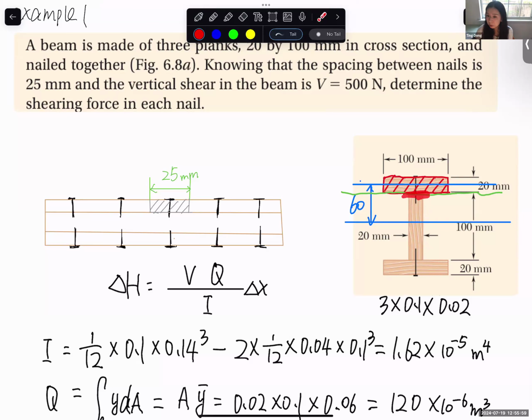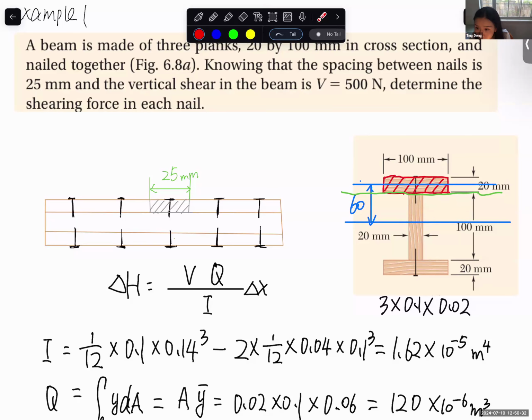But if I ask you, okay, let's ignore the nails, what is the maximum Q or maximum horizontal shear force, it is here. Right? If we're not considering nails, only considering what's the maximum horizontal shear force generated or maximum Q, it is really at the neutral surface, because at the neutral surface, based on the equation, A times Y bar reaches maximum. Make sense? Yes, thank you. You're welcome.